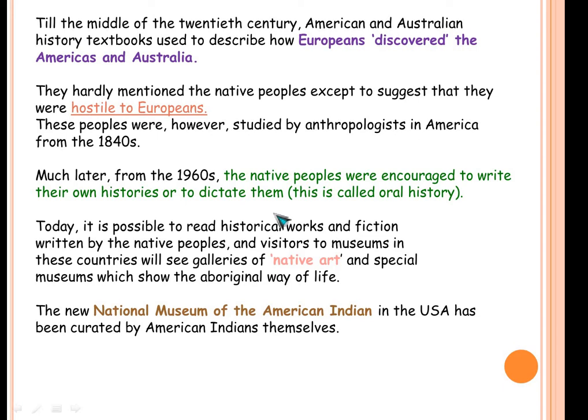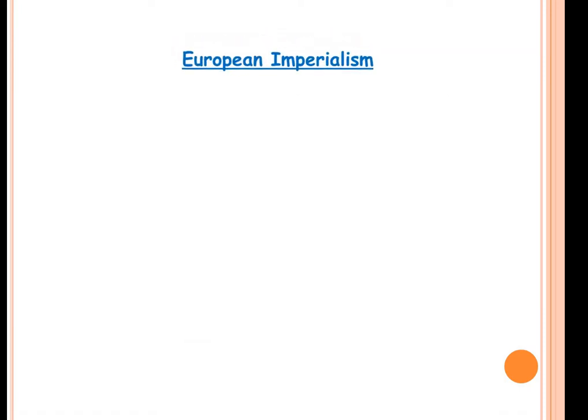Native art is even now seen in the galleries, and also the way people preserve their aboriginal way of life. So it is only because of this oral history, because of the encouragement of this oral history, that we are able to see the preserved native art. Now, when we talk about the National Museum of the American Indian in the USA, it was actually developed and curated by the American Indians themselves.